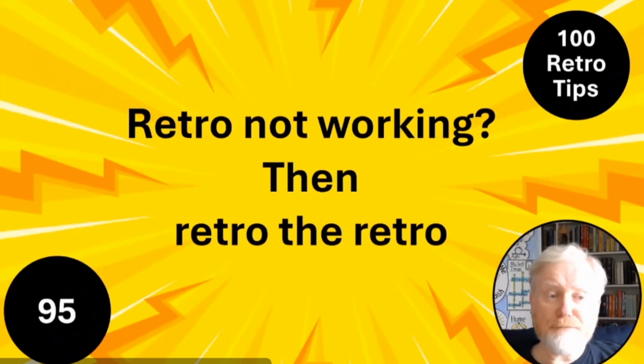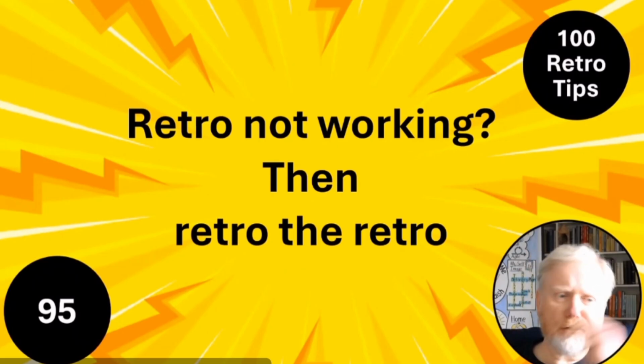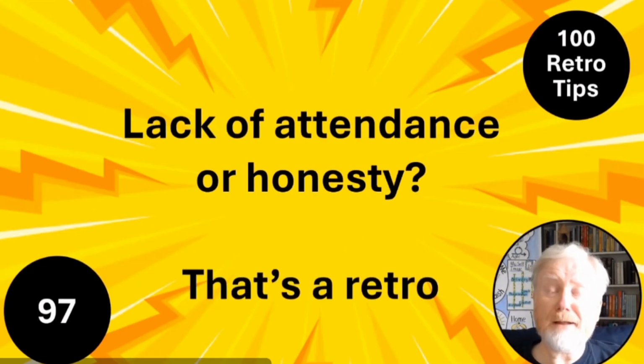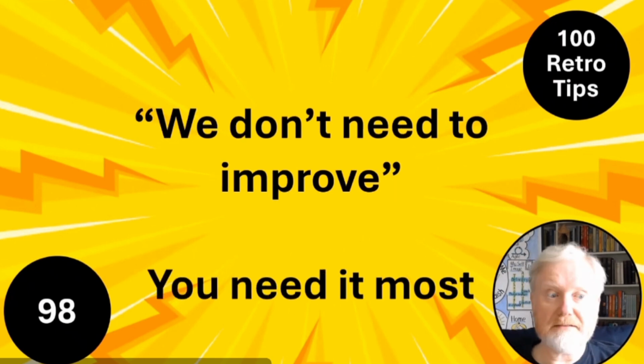Get to the end. If your retro's not working, retro your retro. We have a way of improving things that aren't working. It's a retro. So retro the retro. One way of doing that on a regular basis is just asking a checkout question each retro. Like, how could this retro have been better? And you get continuous improvement on your retro. If people aren't turning up or they're not being honest, that's a retro in itself. As to why aren't they happening, how you get them to attend, that's another matter.